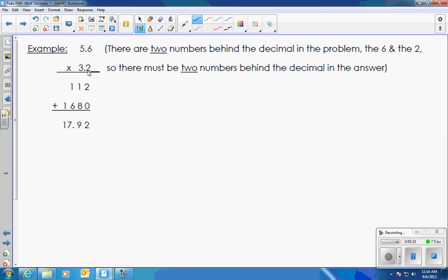Let's look at an example. 5.6 times 3.2. There's 1, 2 numbers behind the decimal. So there must be 2 numbers in the answer given. Otherwise, this multiplying is just like normal. You're going to do 6 times 2 first. 6 times 2 is 12, and you're carrying your 1. 5 times 2 is 10. Add that 1 in. That's where the 11 comes from. Scratch that out and put your placeholder. 6 times 3 is 18. Carry your 1. 5 times 3 is 15 plus the 1 is 16. Add down.